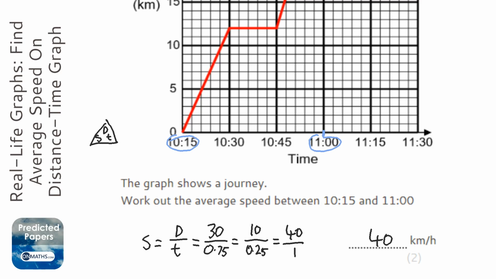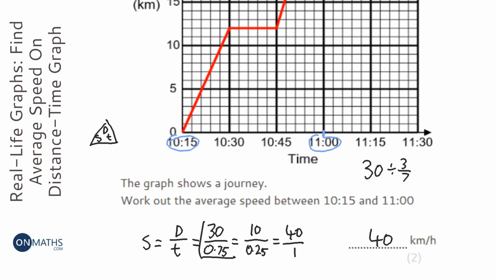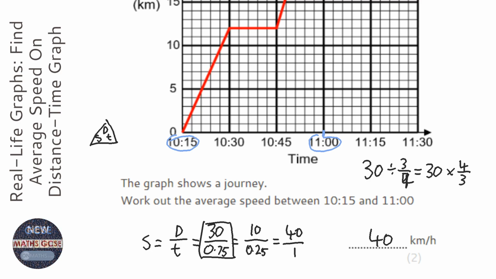Or you can do it 30 divided by 3/4, which is the same thing as there, and then you do same change flip, or KFC, change that to a times, and there should be a 4 at the bottom there, so I might have written a 7, and flip the second one. So 30 times 4 is 120, divided by 3 is 40.